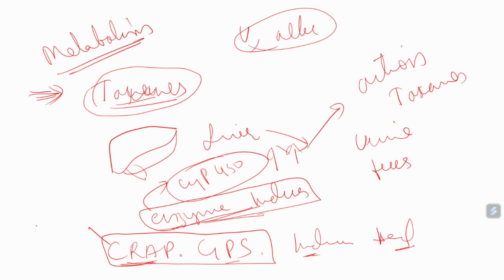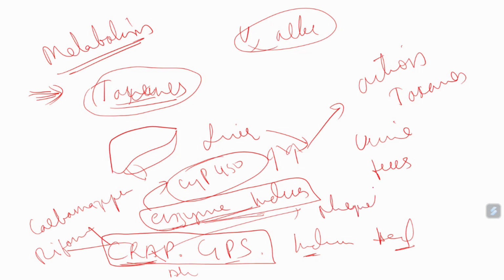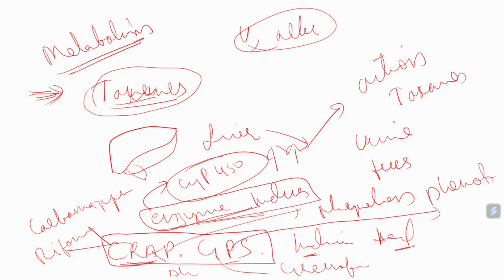C indicates carbamazepine. R indicates rifampicin. A, alcohol. P, phenytoin. G, griseofulvin. P, again another P, phenobarbital, and S indicates sulfonylurea. Sulfonylurea is glibenclamide. All oral antidiabetic drugs will come under enzyme inducers.